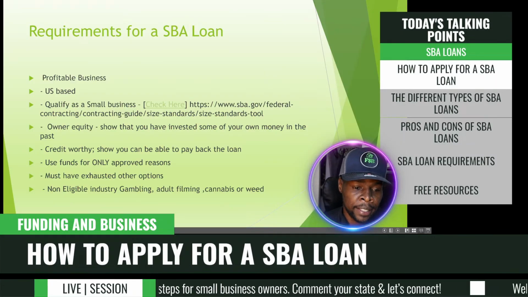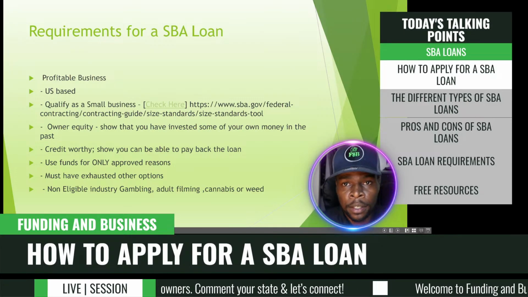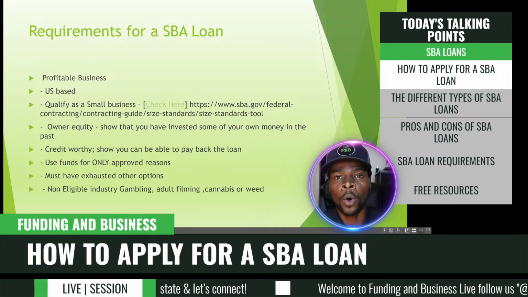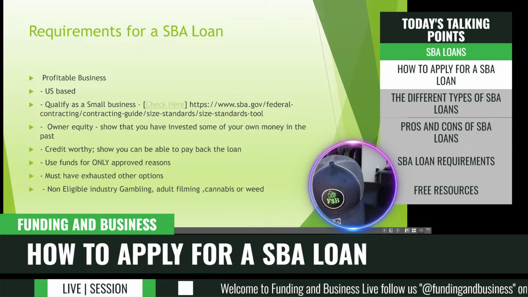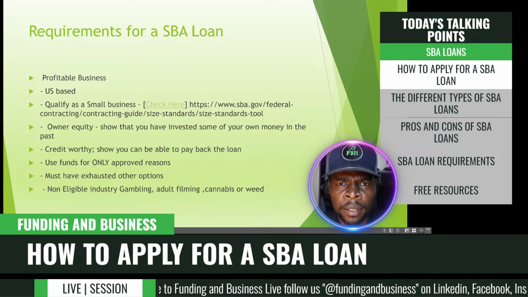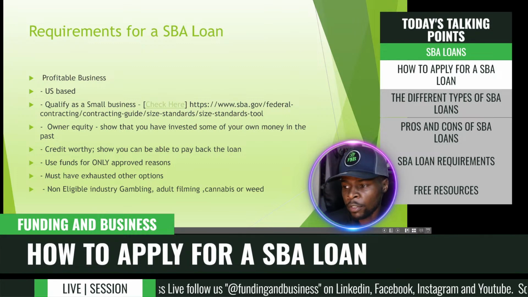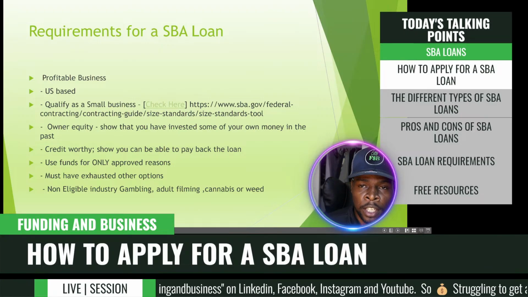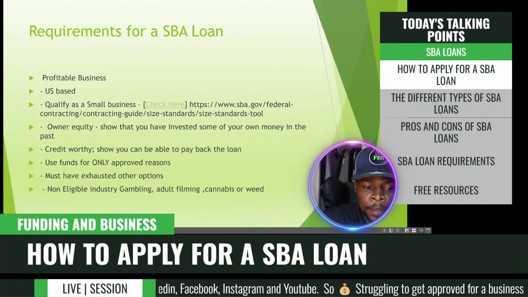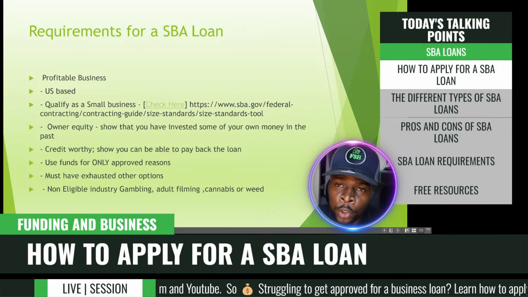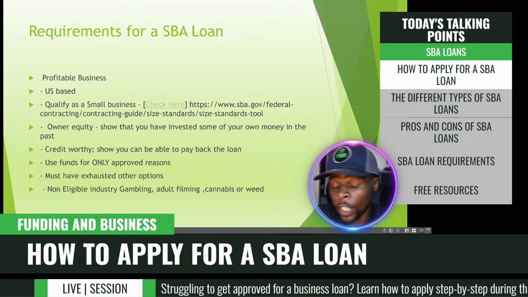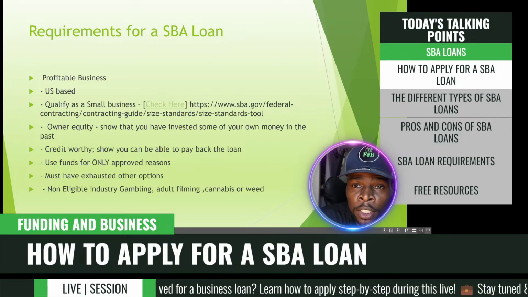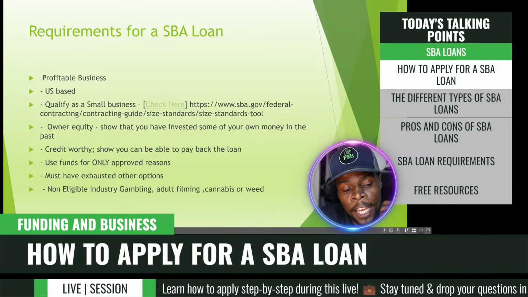So the other thing is you have to have at least owner equity. Is it working? Yeah. All right. So you have to have owner equity in your business. Like you have to own more than 20% of the business. You also have to show creditworthiness, that you can actually pay back the loan. This is what they use your credit score to check.